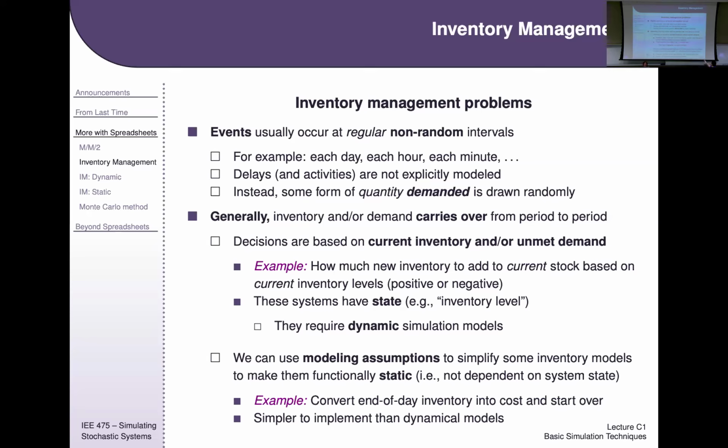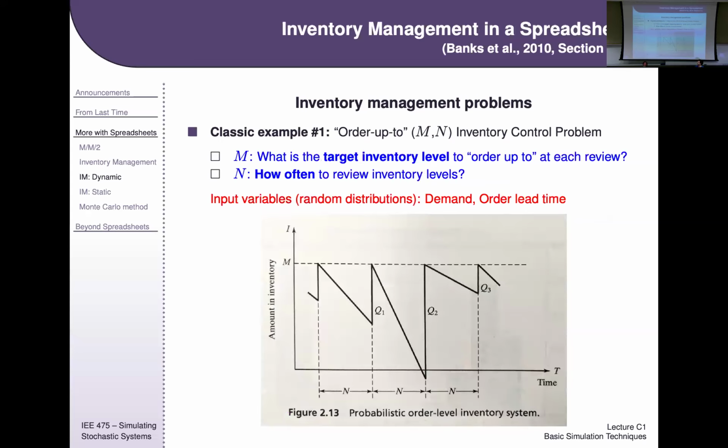And we can use modeling assumptions to simplify some of these to make them functionally static. So for example, we'll see an example of this. We can convert the end of day inventory into a cost and start over. So rather than saying, well, I'm going to take my 5 refrigerators and try to sell them tomorrow, you basically write them off at the end of the day and say, I have a loss of 5 refrigerators that I didn't sell. And then you can accumulate those costs. And that's one way to penalize bad inventory management, even if it isn't realistically what goes on in the real system. So that's one way to do it. And so that becomes simpler to implement than dynamical models. But we're going to look at dynamical models and how we can build those.